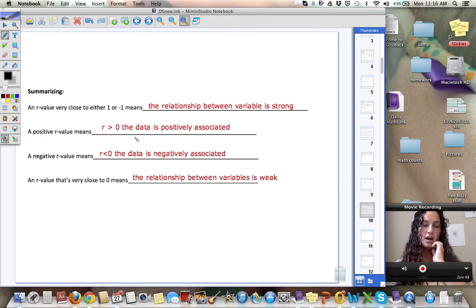So, summarizing, an r value very close to either 1 or -1 means it's really strong. A positive r value, so r is greater than 0, means it's a positive association. A negative r value means it's a negative association, and an r value really close to 0 means it's really weak. So the closer to 0, the weaker. The closer to 1 or -1, the stronger.